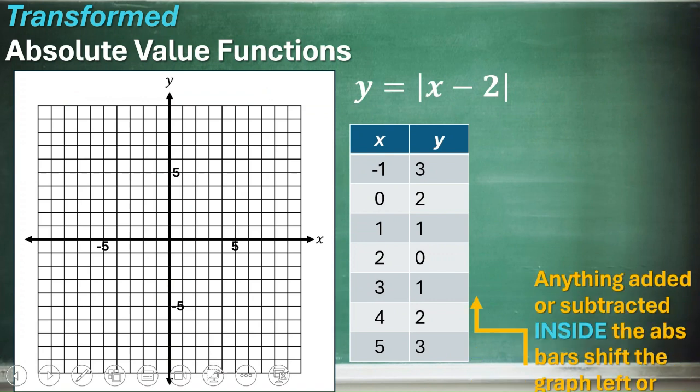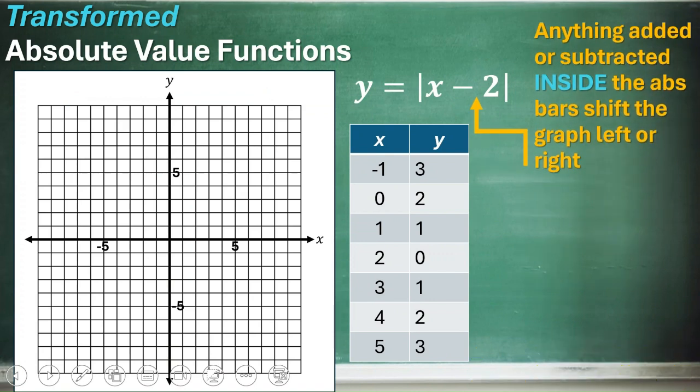So you're going to notice that everything is within the absolute value bars, and that is a key. When it's inside the bars, our graph is shifted left or shifted right. The way we tell whether it's shifted left or right is we look at what the x value needs to take on to make what's inside the absolute value bars equal to 0. In this case, x has to be 2. So this shifts my graph to the right 2 units.